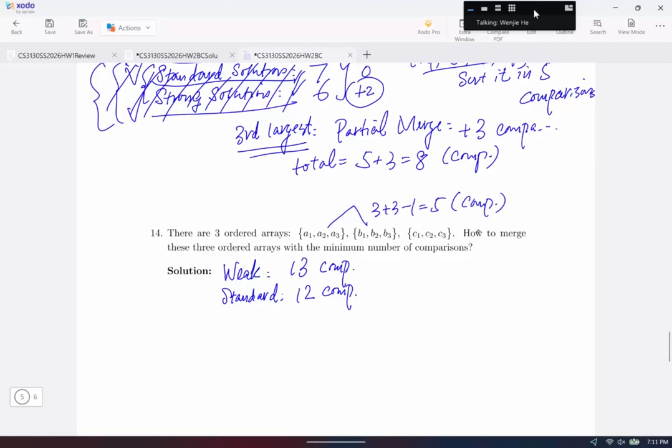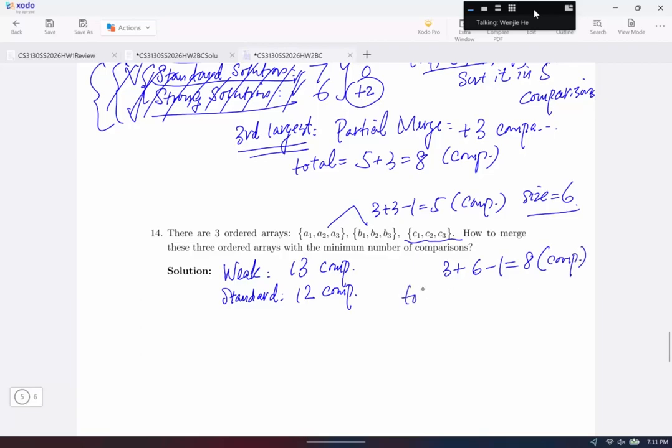Then you get the size is 3. Size 6. Then you merge a 6 element ordered array and a 3 element ordered array. Another round, 3 plus 6 minus 1, 8. Second merge, 8 comparisons.